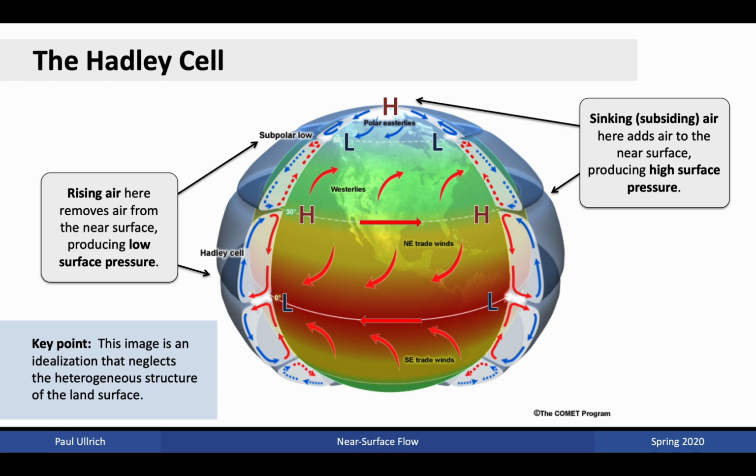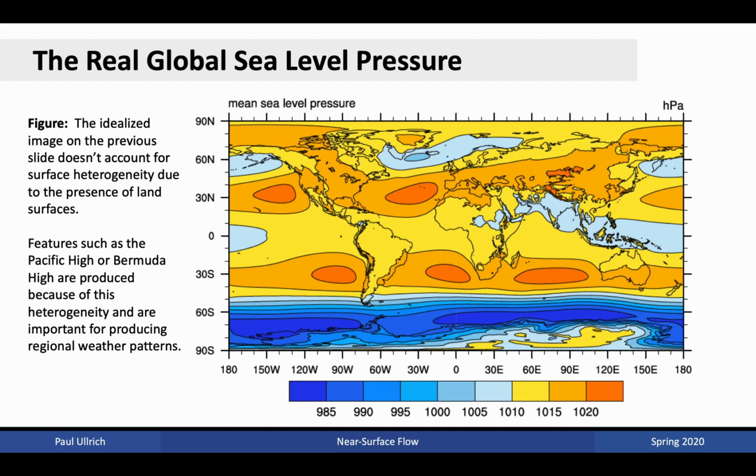However, again, this image is an idealization that neglects the heterogeneous structure of the land surface. If one considers the surface pressure profiles that one actually has in the presence of zonal inhomogeneities, we actually have a picture that looks closer to this.